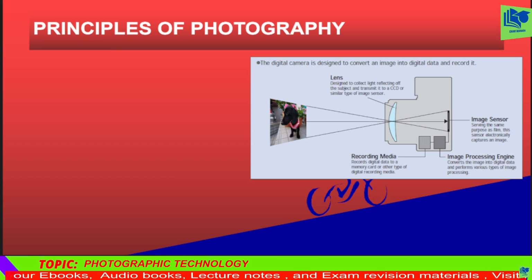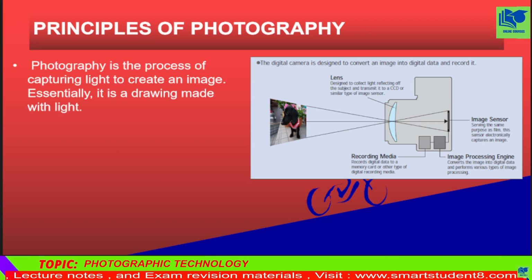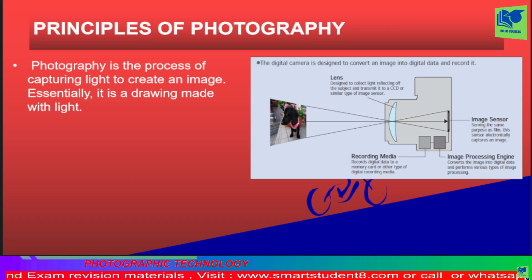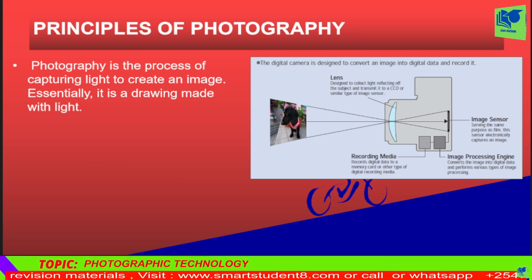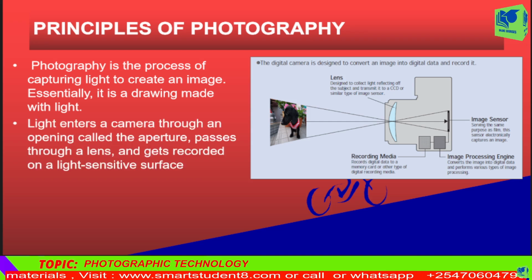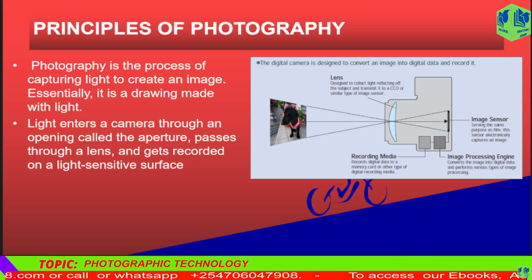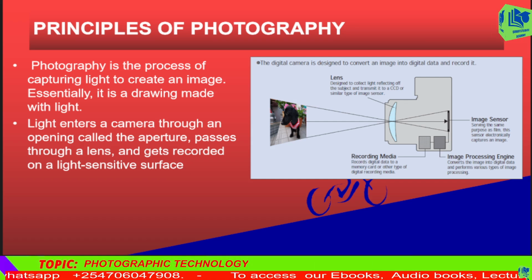The principle of photography. At its core, photography is the process of capturing light to create an image. The word itself comes from the Greek words photos, light, and grapho, to draw. Essentially, a photograph is a drawing made with light. The fundamental principle of photography revolves around the interaction between light and a photosensitive surface, such as film or a digital sensor. Light enters a camera through an opening called the aperture, passes through a lens, and gets recorded on a light-sensitive surface, either film in older cameras or a digital sensor in modern ones. The result: a photograph.